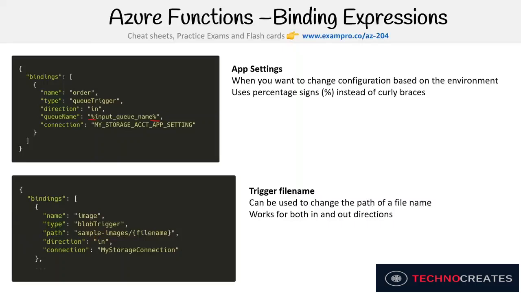And then for trigger file name, this can be used to change the path of a file name. Works for both in and out directions. So here we have the curlies here to say for the file name.